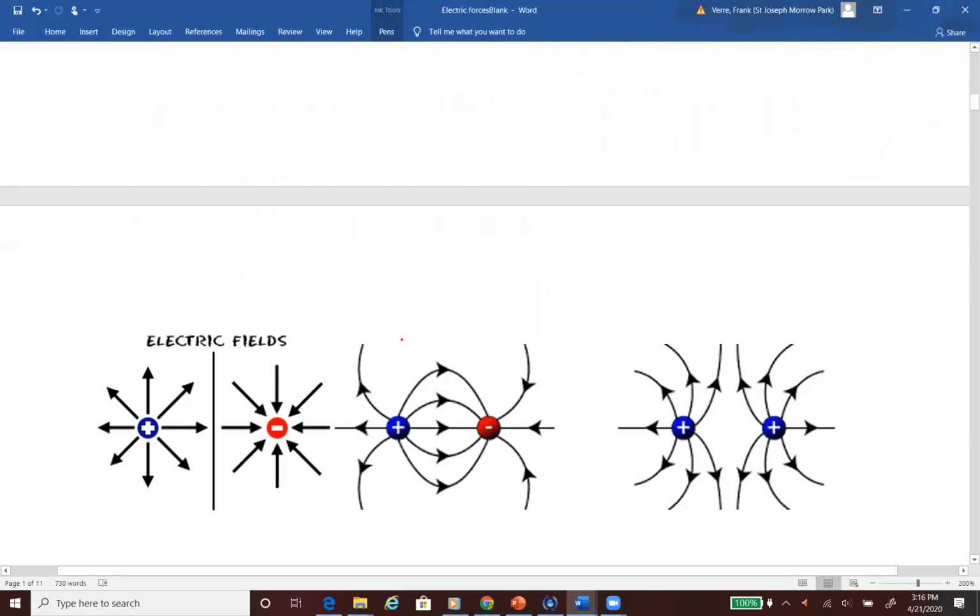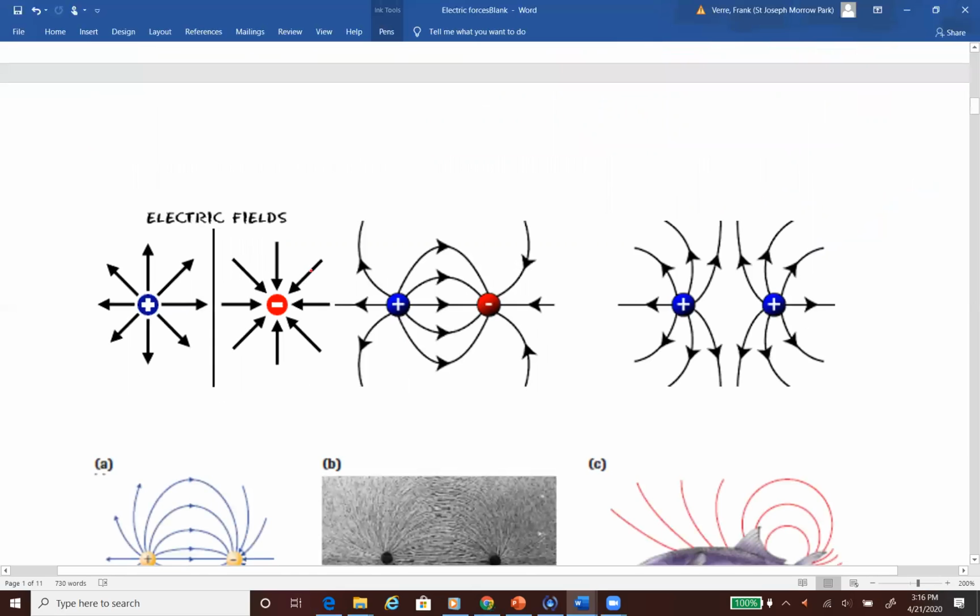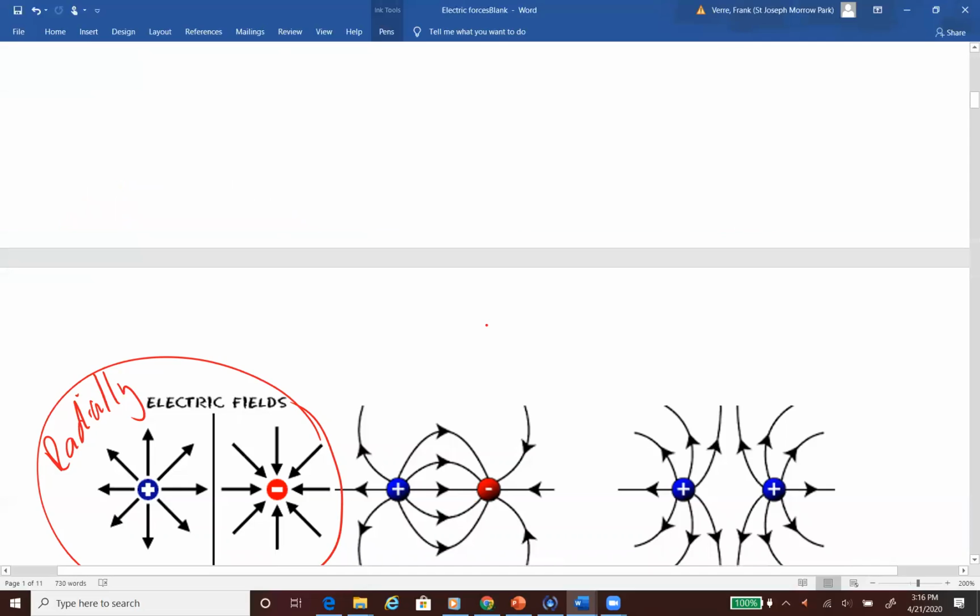You can see it right here. Here we have a positively charged object, maybe like an ion of sodium, and its electric field points radially away in all directions. And then for a negatively charged object, the field lines are pointing towards it. So that's the first rule.